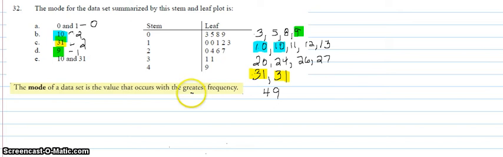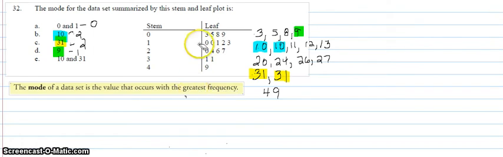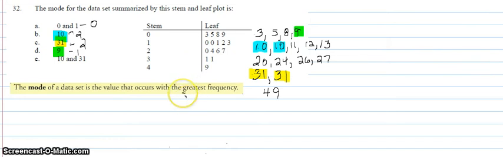So, greatest frequency, let's see here. Let me see if I can write that line a little bit cleaner for us so we can still see greatest frequency. Greatest frequency, we had 2 10s and we had 2 31s. So our answer then is E, 10 and 31.